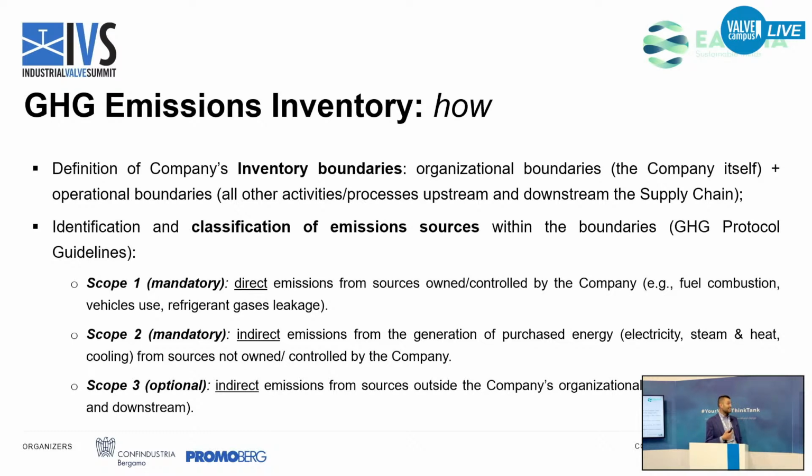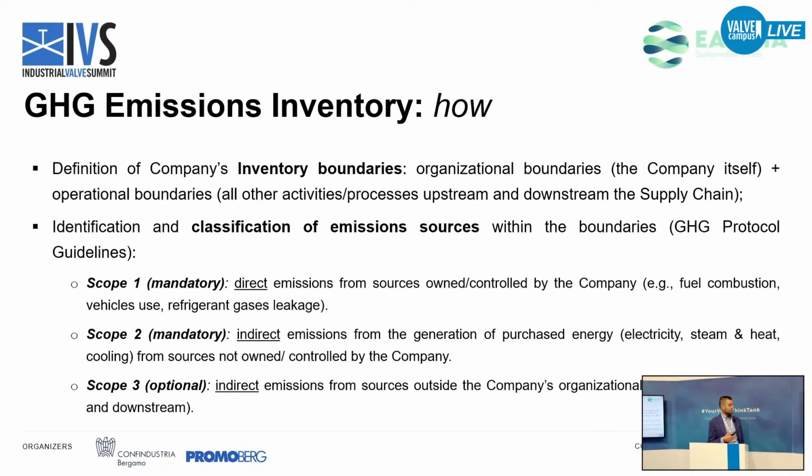Then we have to identify and classify the emission sources within the previously defined boundaries according to the Greenhouse Gases Protocol guidelines. As we can see there, we can classify emission sources in three scopes. The first is related to direct emissions from sources which are owned or controlled by the company itself. For example, use of vehicles for the company's activities, fuel combustion, refrigerant gases leakage, and so on.